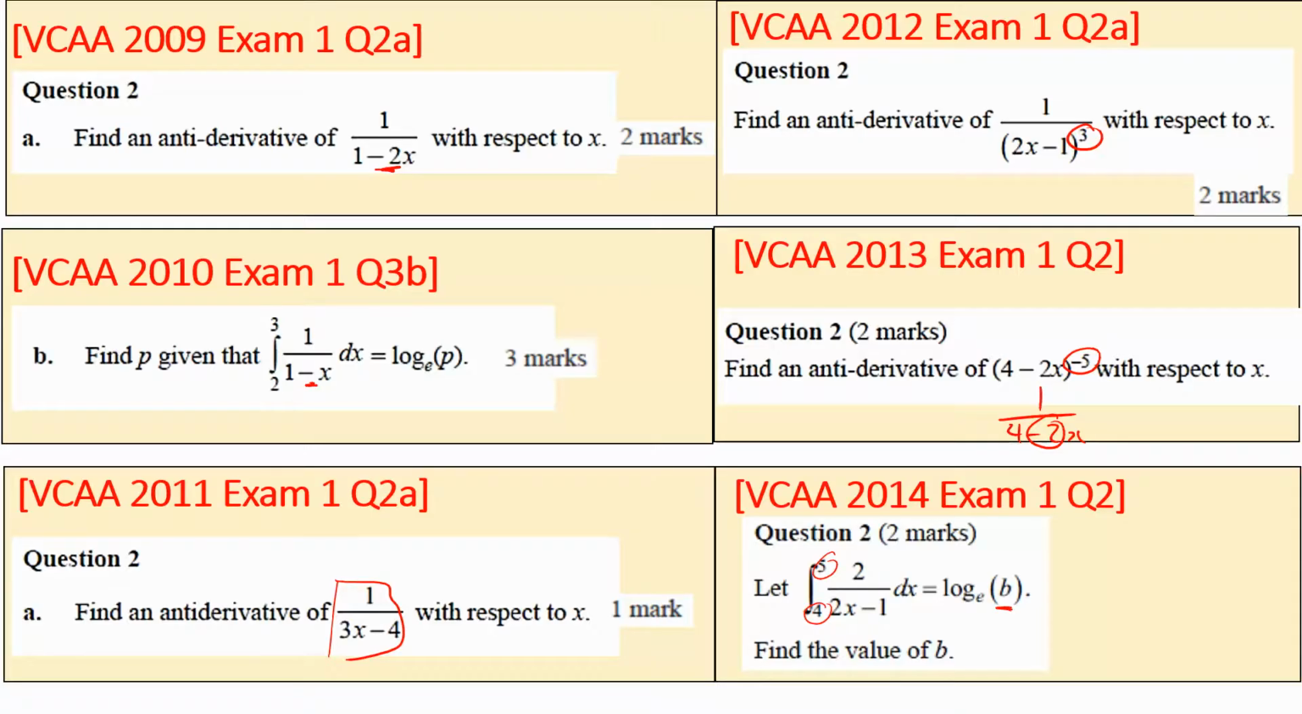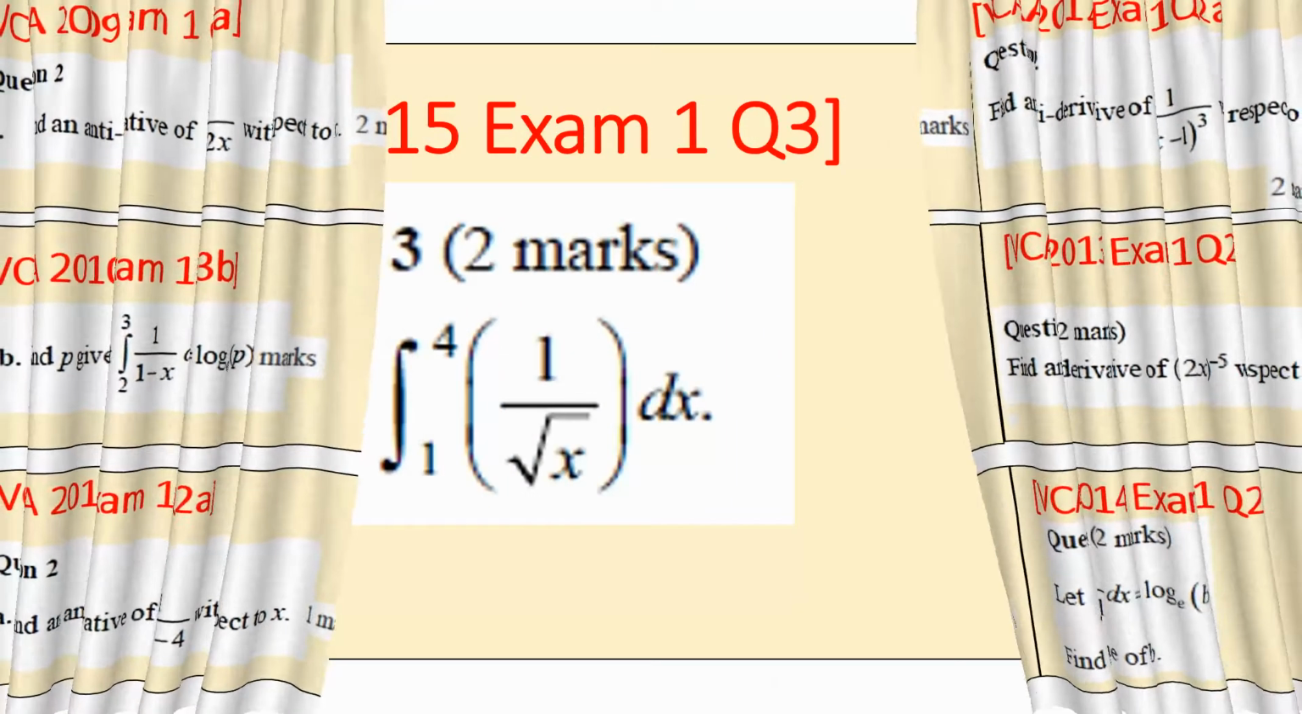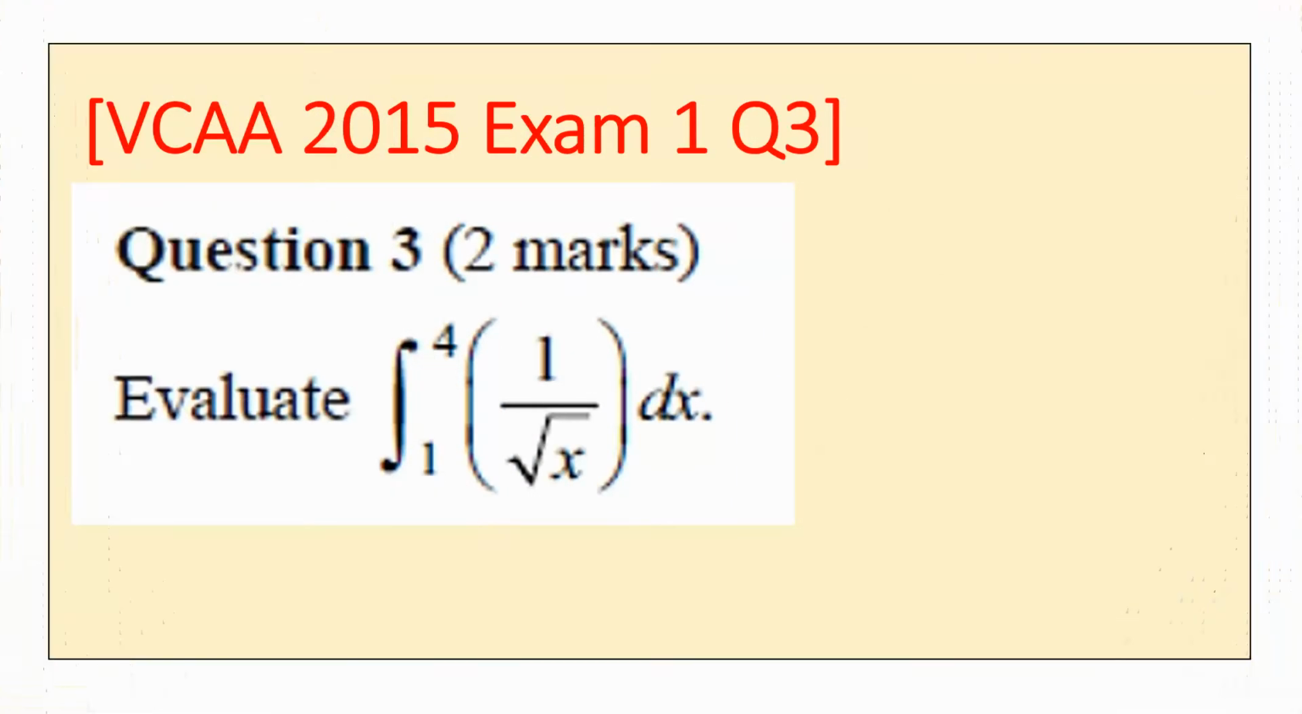Now, is your questioning in 2015 going to be different? And I'll show you 2015 is exactly the same. Same thing since 2009, 2 marks. And yes, that looks different, but really this is just saying it's 1 on x to the power of half, which is exactly the same thing as when the power is not -1. Same drill over and over.